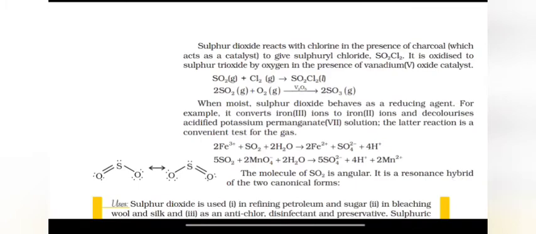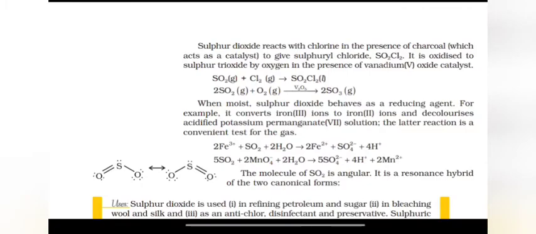SO2 plus Cl2 gives SO2Cl2. 2SO2 plus O2 in presence of V2O5 gives 2SO3. When moist, sulfur dioxide behaves as a reducing agent. For example, it converts iron 3 ions to iron 2 ions and decolorizes acidified potassium permanganate solution.